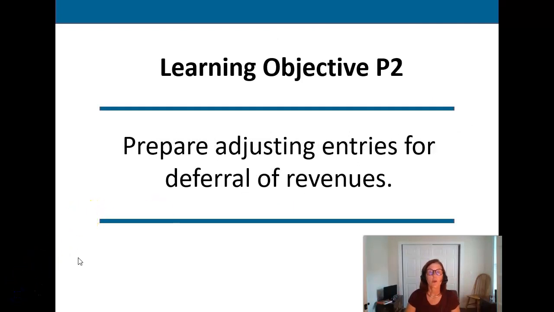Now that is just one of a number of different ways that depreciation can be calculated, but I'm going to leave those other methods for a different day and move on to adjusting entries for deferral of revenues in the next video.